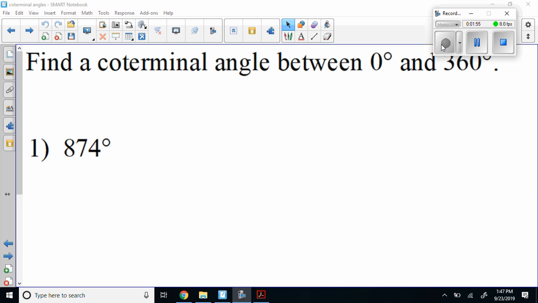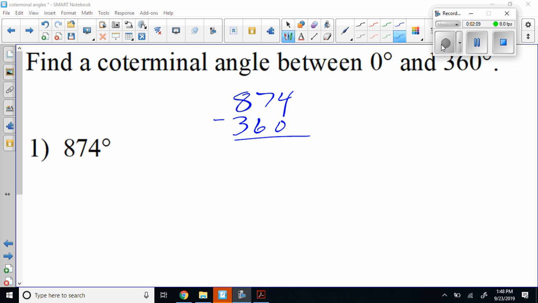All right, so what I'm about to do, let's see if we've done this before. Y'all ready? It's a positive angle, right? What did we do before? We minus 360. What's 874 minus 360? 514. Okay, ladies and gentlemen, that is a coterminal angle.